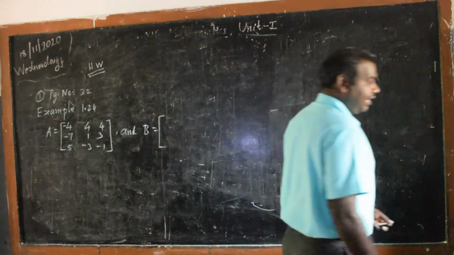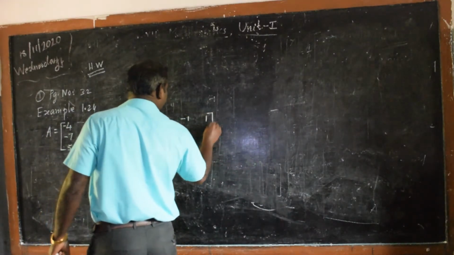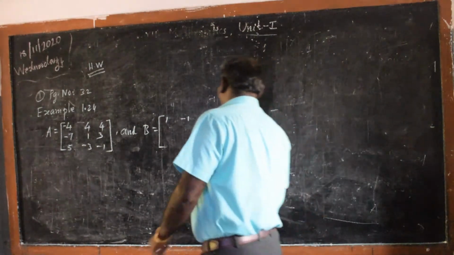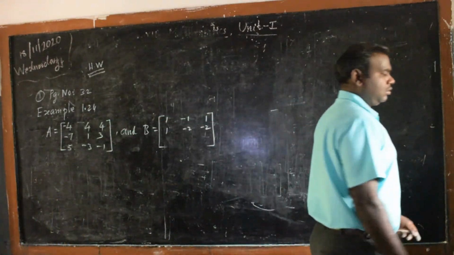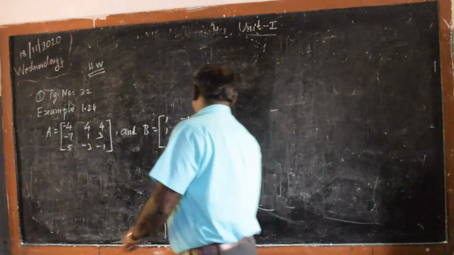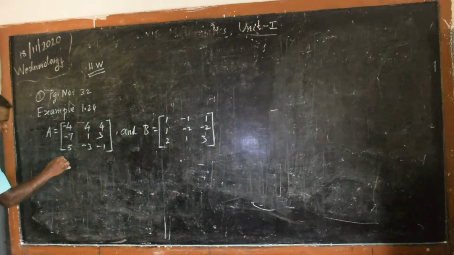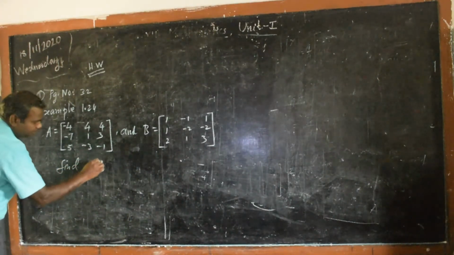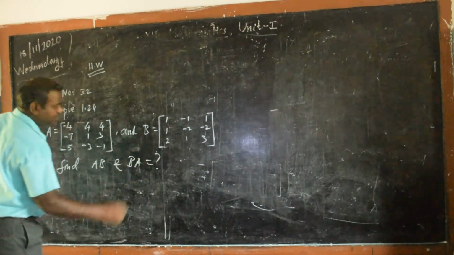the same 3 by 3: 1, minus 1, plus 1; 1, minus 2, minus 2; and last row 2, 1, 3. Find AB. Find the product of two matrices A into B and BA. This is our first question.